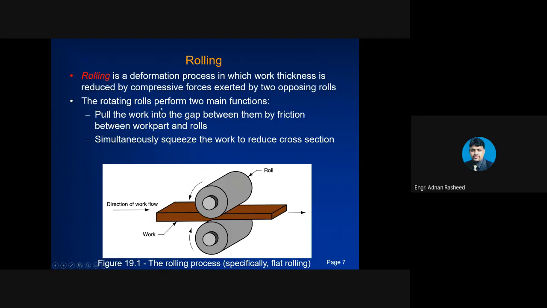The rotating rolls perform two main functions. The first function is to pull the work into the gap between them by friction between the part and the rollers. And the second is simultaneously squeezing the work to reduce the cross section.